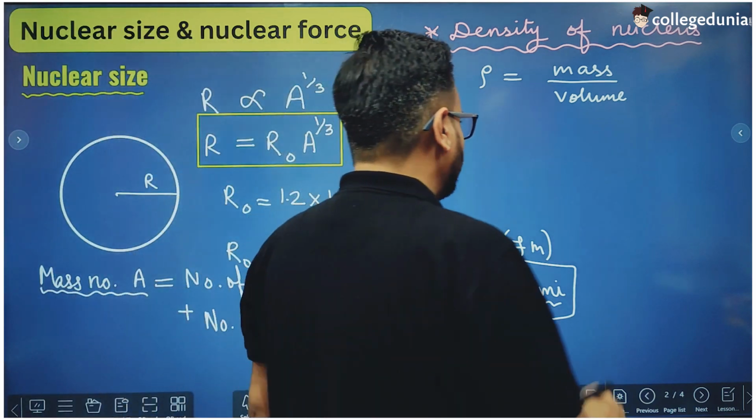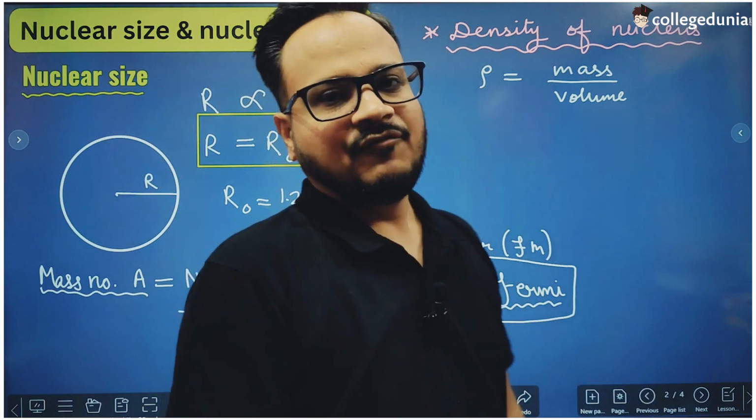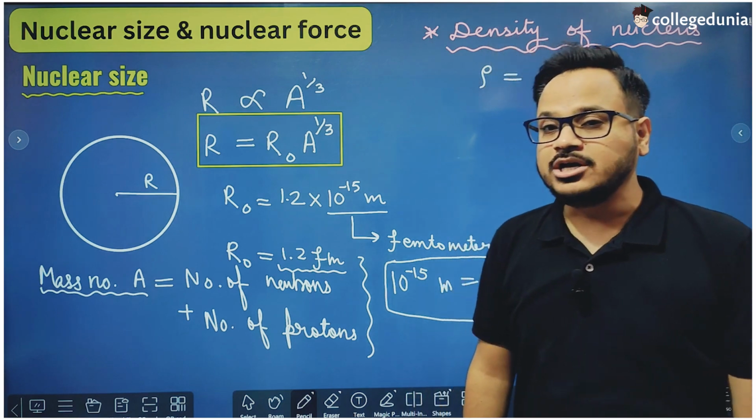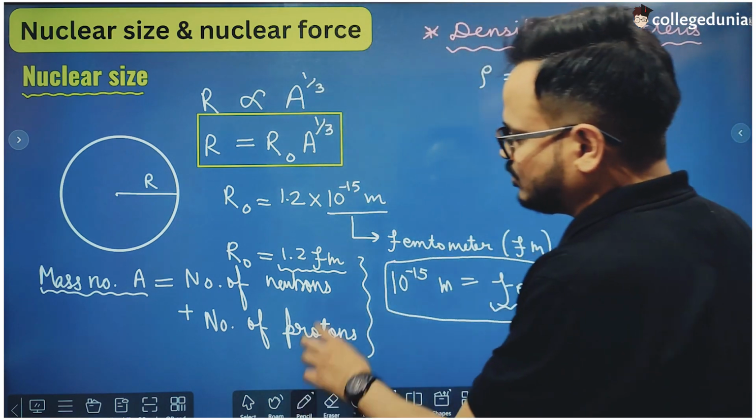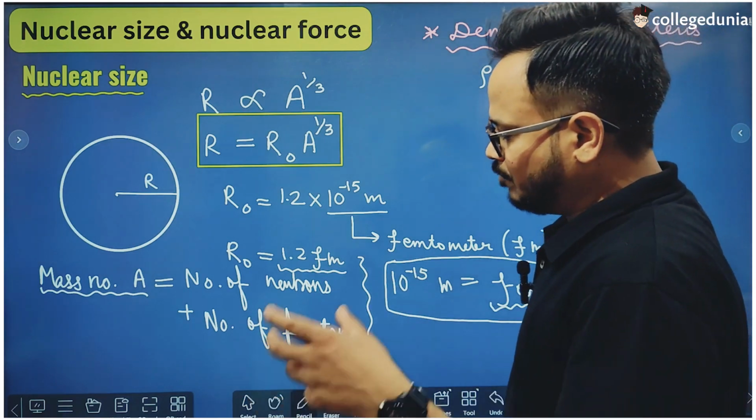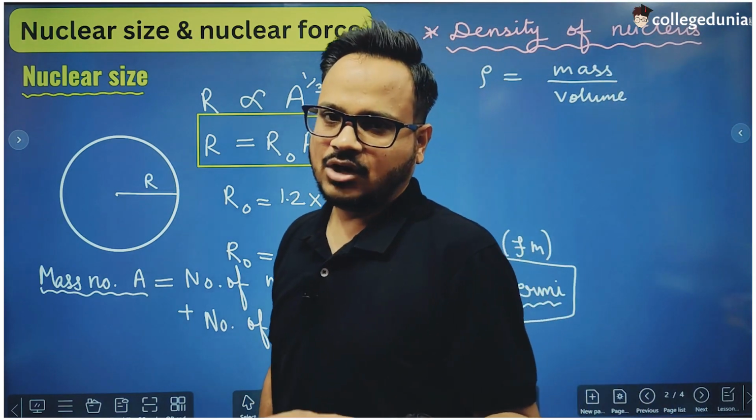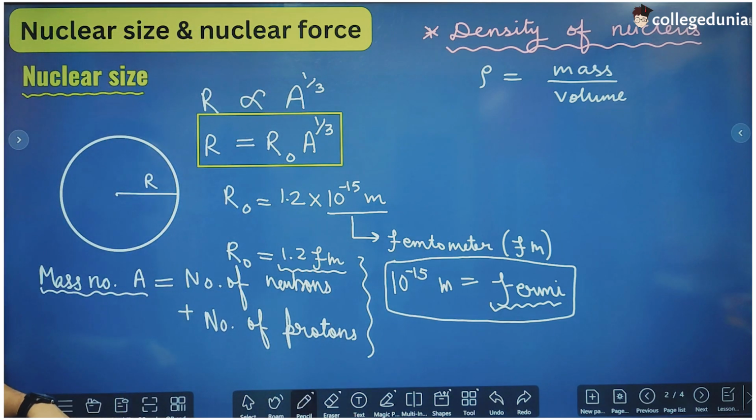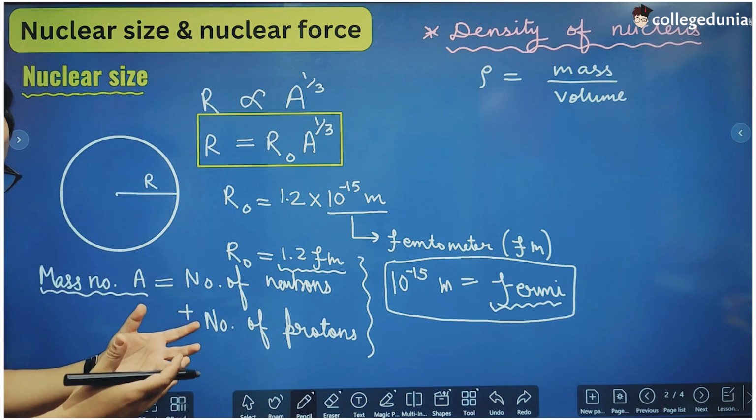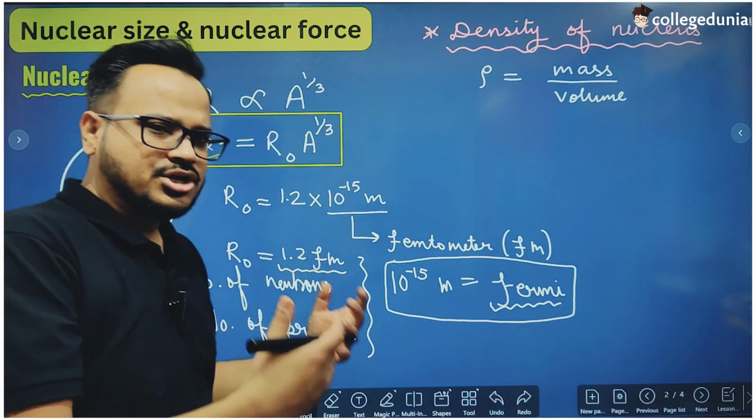So what is mass of the nucleus? Any particle which resides in the nucleus is called nucleon. And we know that there are two types of particles in the nucleus, which are neutrons and protons. So both of them collectively can be called nucleons. Yes, proton is also a nucleon, neutron is also a nucleon.